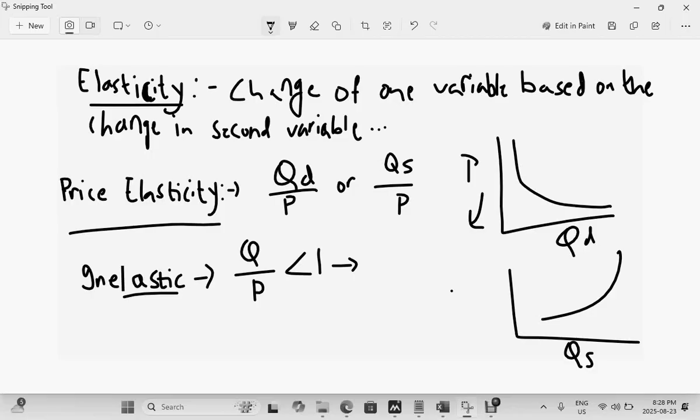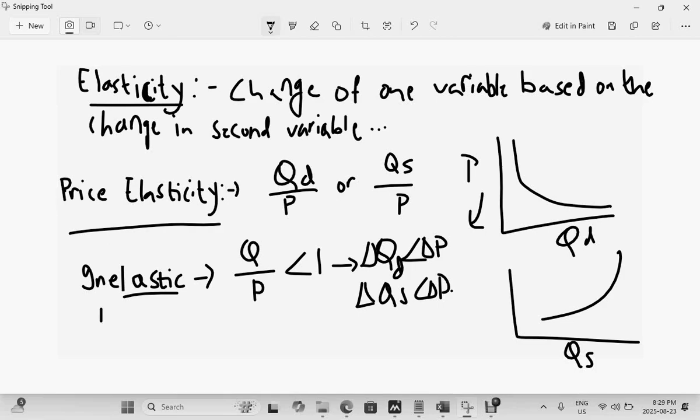So over here, what you're going to say is your change in quantity, either demanded or supplied, is less than the change in price. Put a delta or triangle over here, which symbolizes change. So change in quantity is less than change in price.